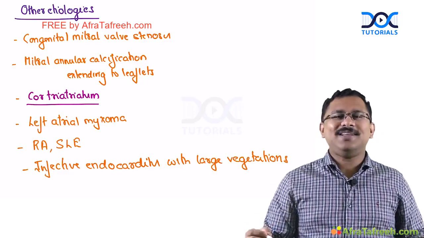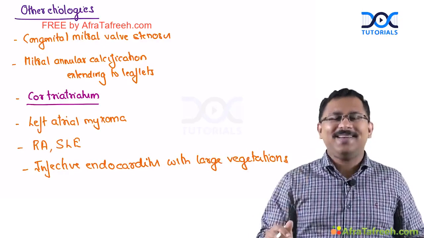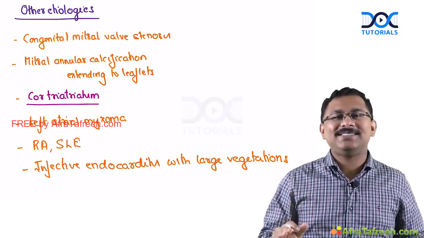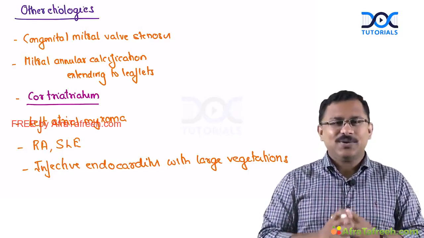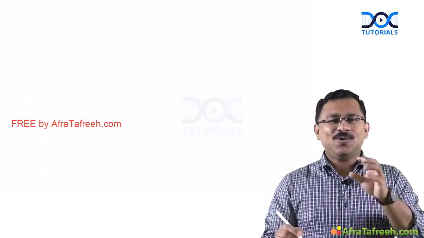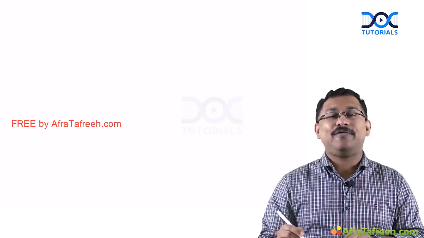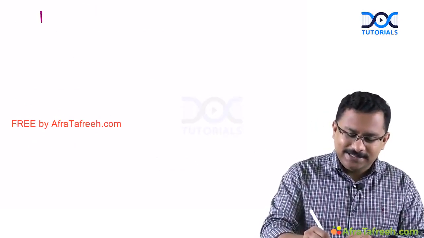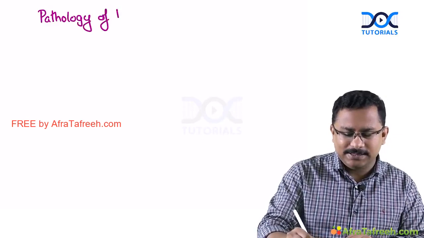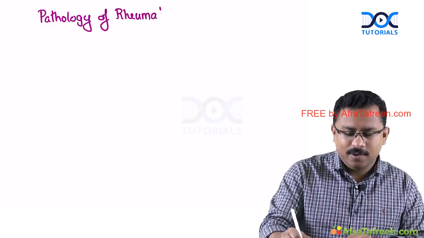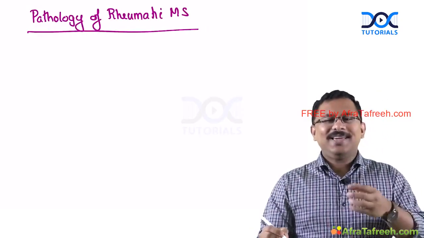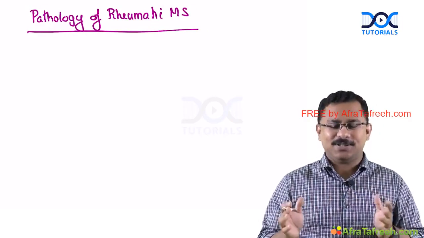So these are the etiologies for mitral stenosis, but remember, the most important etiology that you have to think of always is rheumatic fever. Okay, so I hope you are clear with the etiologies. All right. Let's now go and discuss the pathology of rheumatic mitral stenosis. So what actually happens as a result of the disease process?